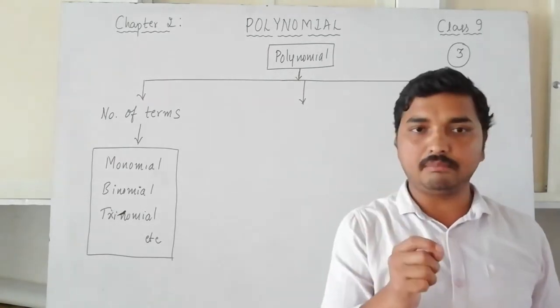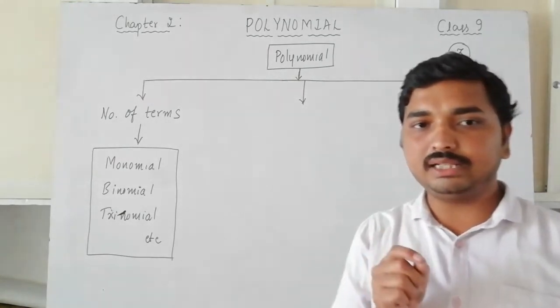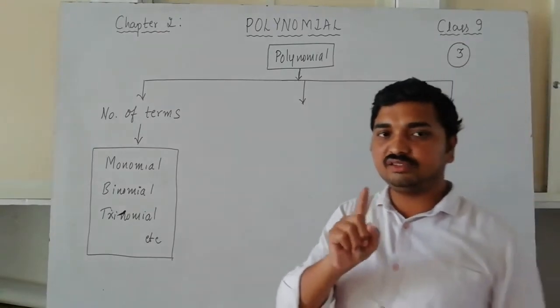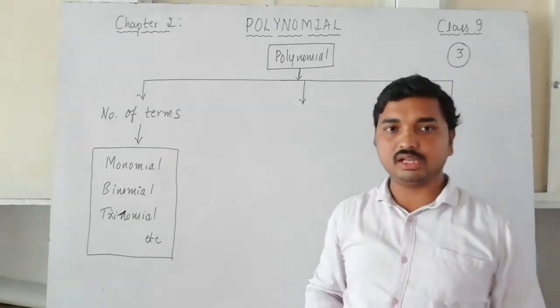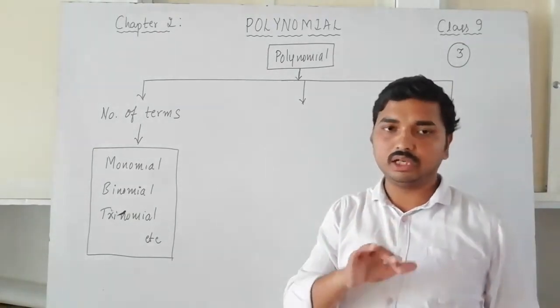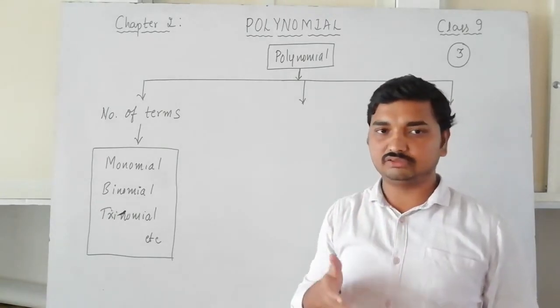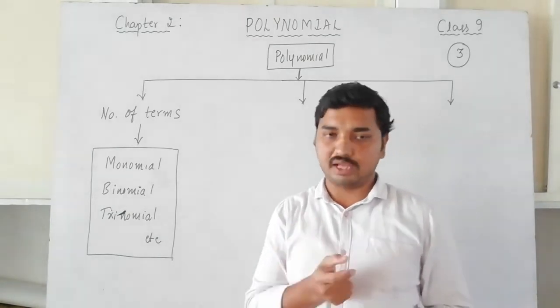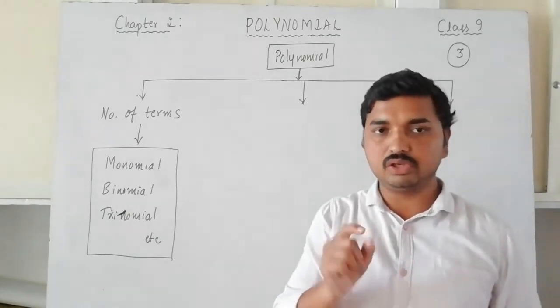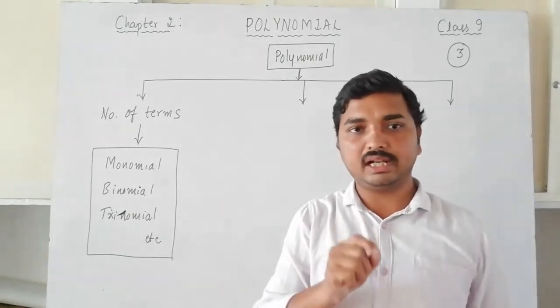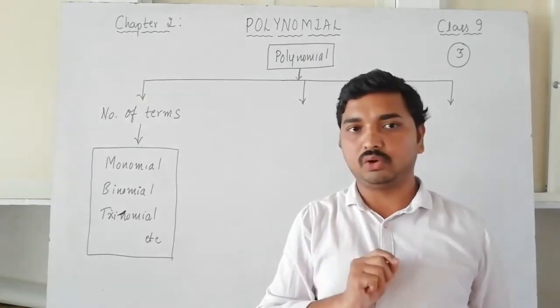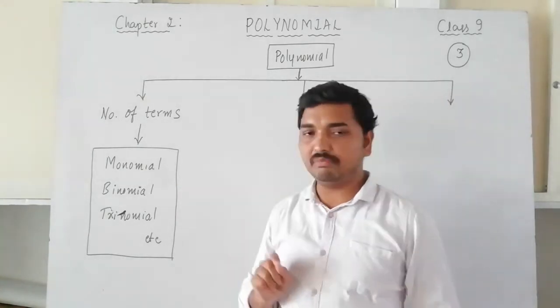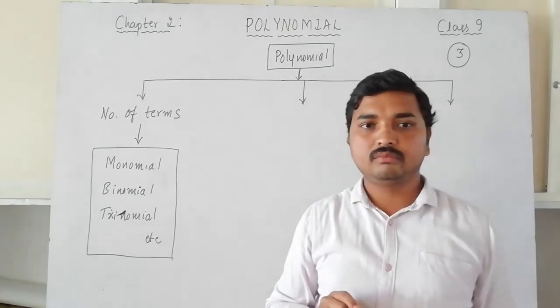A polynomial containing only one term is called a monomial. Containing only one term. I think you know the examples also. Let us take an example: p of x is equal to 2x. It is a polynomial. It contains only one term. It is a monomial.